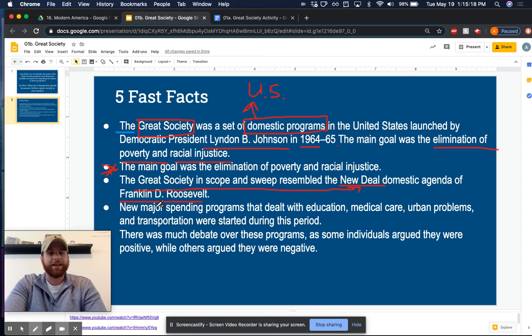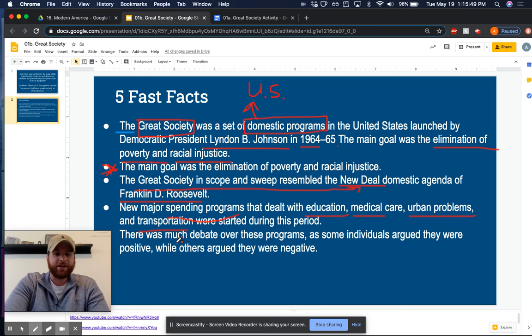A lot of the spending programs in the Great Society dealt with education, medical care, urban problems, and transportation. A lot of the problems in urban areas that are focused on are housing, access to strong educational opportunities, access to medical care, and also trying to increase the opportunities for better transportation for individuals.